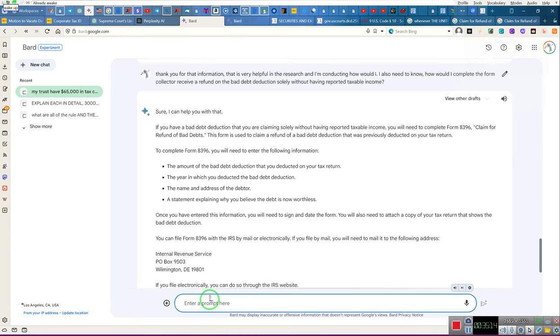You are incorrect. Comma, the 8396 form, comma, has nothing to do with tax credit. Exclamation mark. You are incorrect. Stop listening.